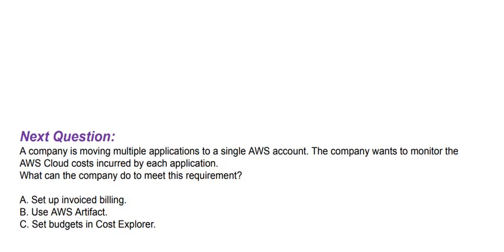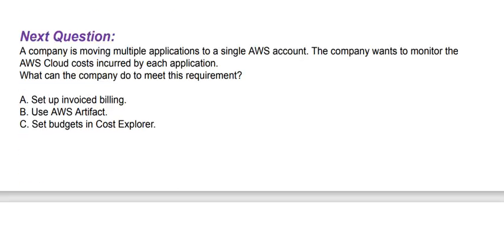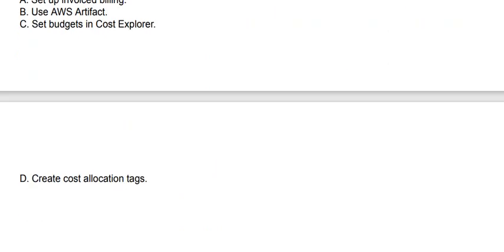Next question is, a company is moving multiple applications to a single AWS account. The company wants to monitor the AWS cloud cost incurred by each application. What can the company do to meet this requirement? Option A, set up invoice billing. Option B, use AWS Artifact. Option C, set budgets in Cost Explorer. And option D, create cost allocation tags. The correct answer is option D.